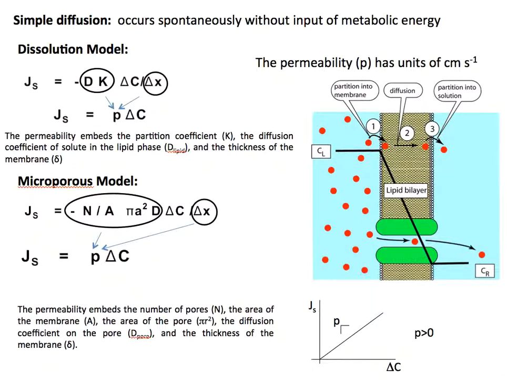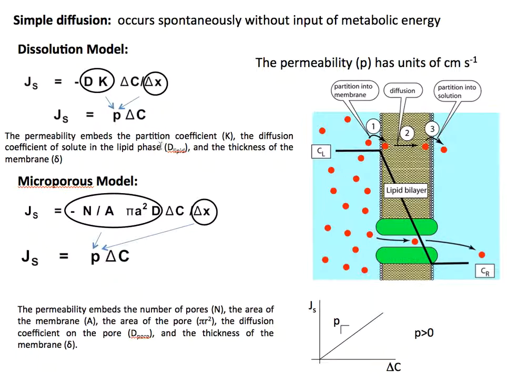Let's get started. Simple diffusion is a passive transport mechanism; it does not use any type of metabolic energy. We covered the dissolution model and the microporous model. The dissolution model is for diffusion that occurs through the bilayer, so you don't need any protein channels for this. However, for the microporous model, you are taking into account these protein channels.